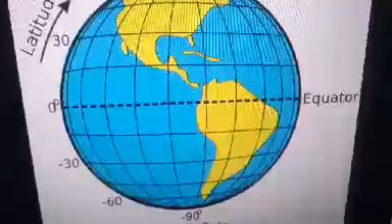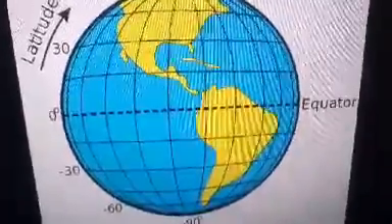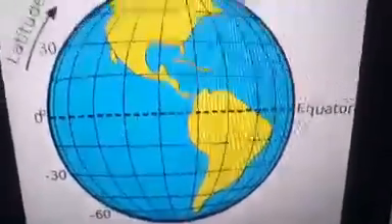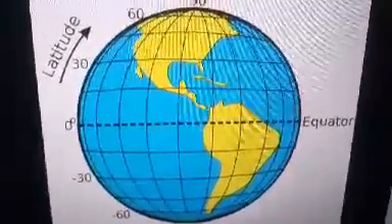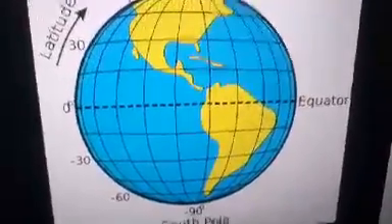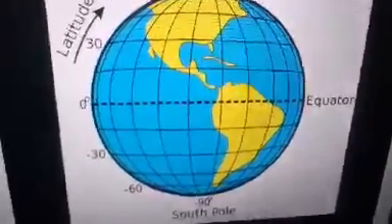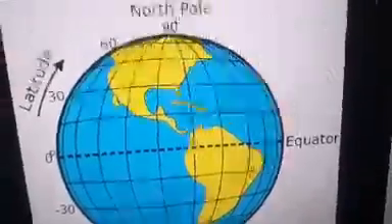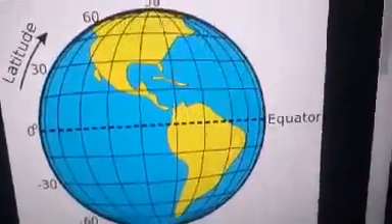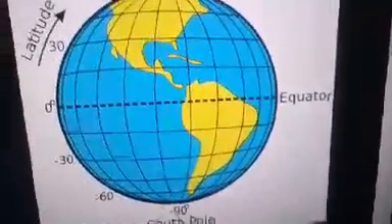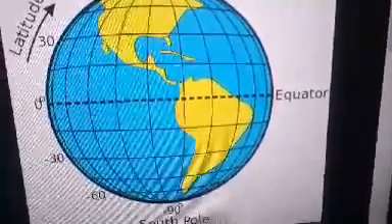And total how many latitudes? 180 latitudes. But the equator also is a latitude. It is the longest latitude. So if we add that also, we will get 181 latitudes on the globe. But the question, how many latitudes are there in the northern hemisphere? The answer is 90. How many latitudes are there in the southern hemisphere? What is the answer? 90.